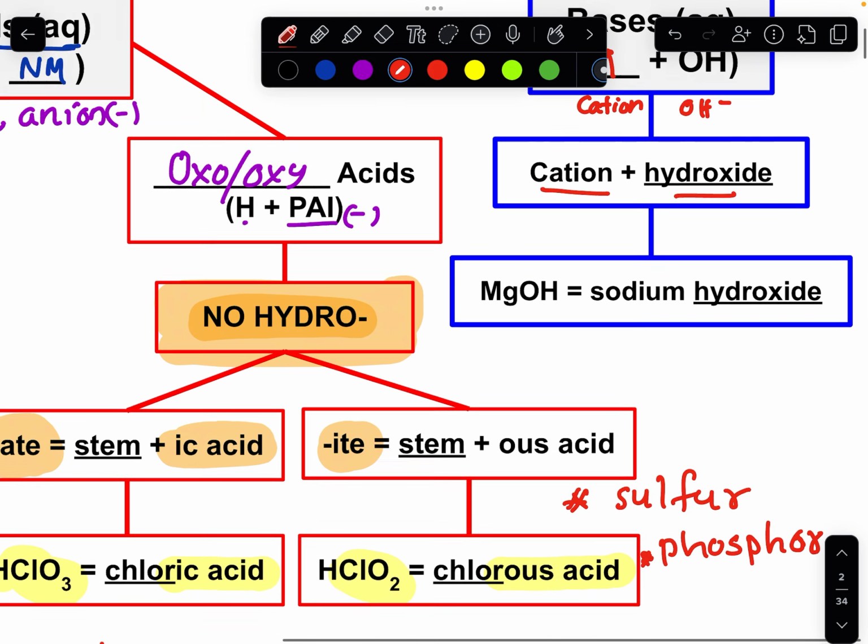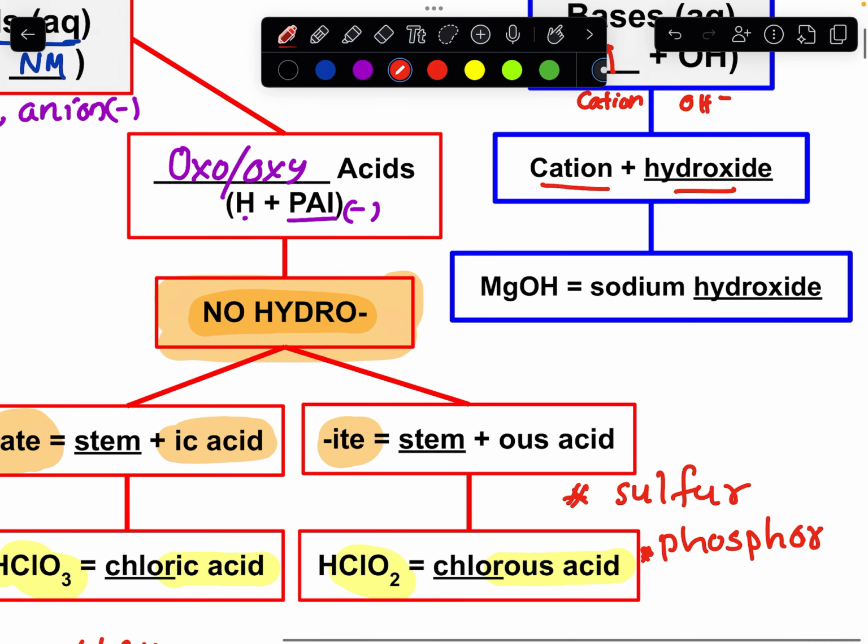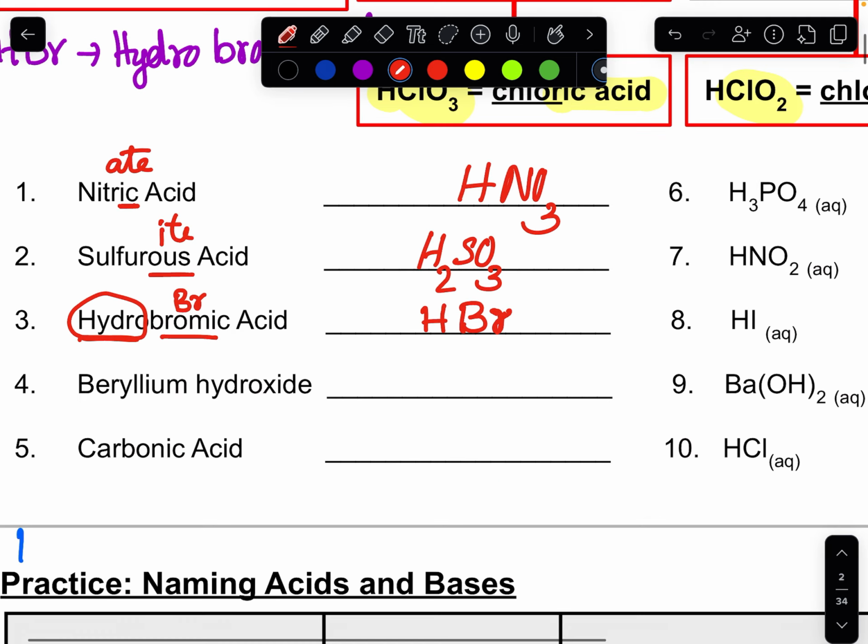Okay, so for the name, you name the metal first, then the non-metal. So this is the type. Say for example, if it is NaOH, you will name sodium, then add hydroxide. Very simple. Okay, let's go.